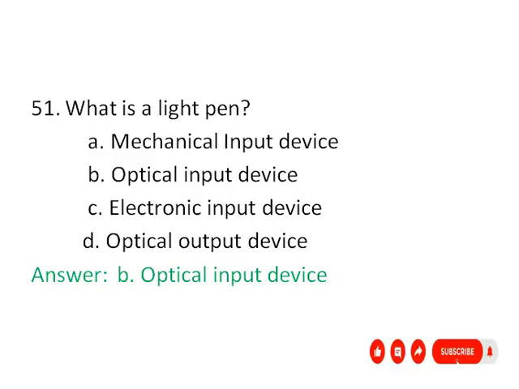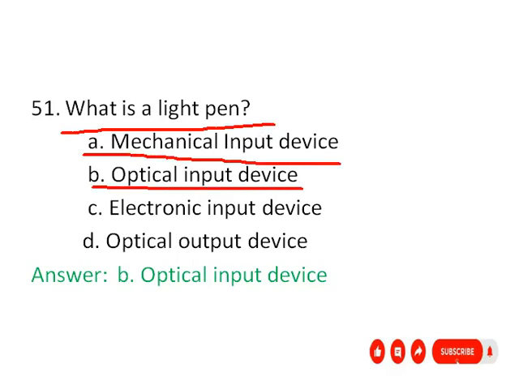Here we are discussing some important questions of computer basics. Our first question is, what is a light pen? Given options are A. Mechanical input device, B. Optical input device, C. Electronic input device, D. Optical output device. So our correct answer is option B. Optical input device.